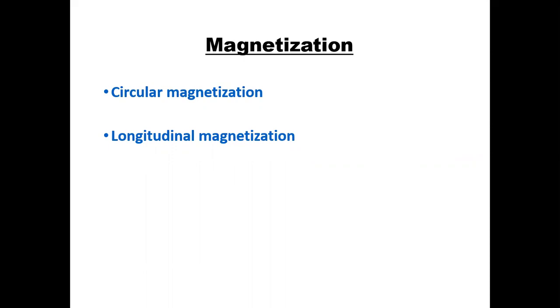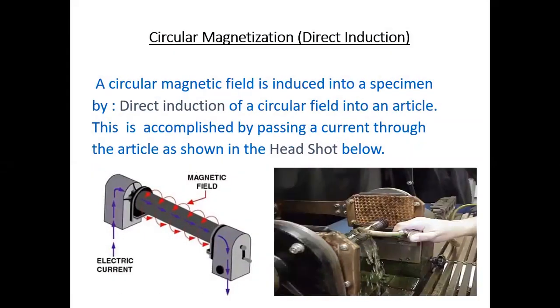Here we are going to see that there are two types of magnetic fields: circular and longitudinal magnetization. We are going to see how to do circular magnetization, and then how we create a longitudinal magnetic field.